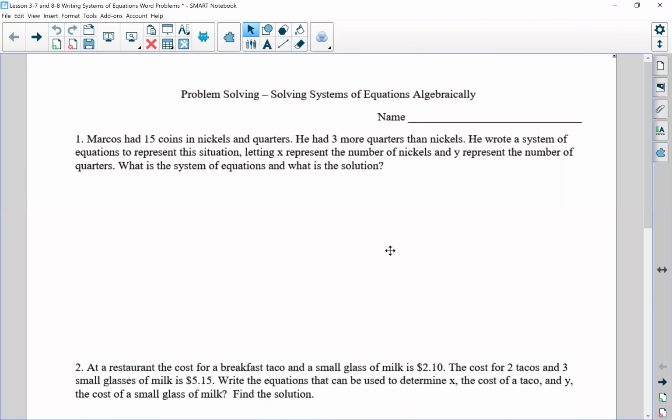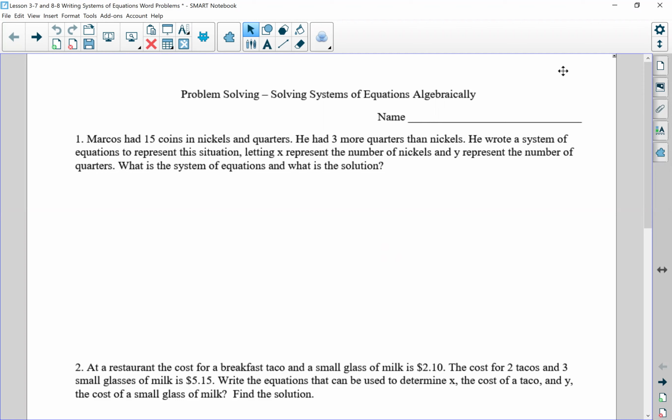Okay, for today's lesson, we're going to go ahead and check out the homework from last time we were together, which was some problem solving. We had to write the systems of equations and then solve them algebraically. So hopefully you took a chance and did some of those. And we're just going to take a look at how I would solve them.